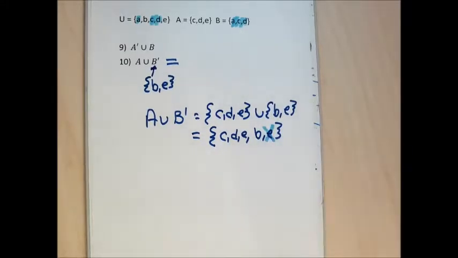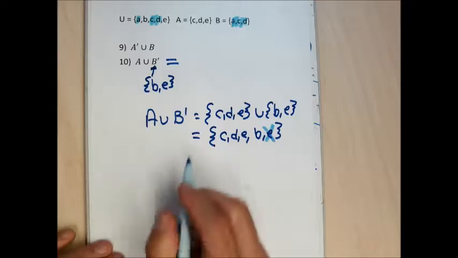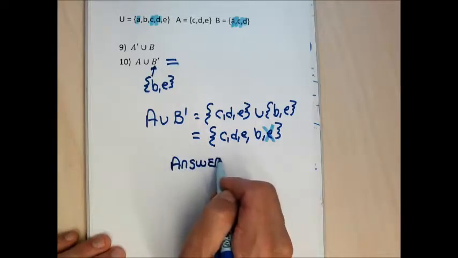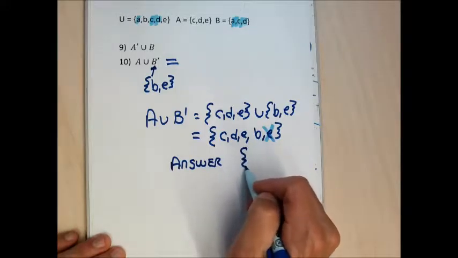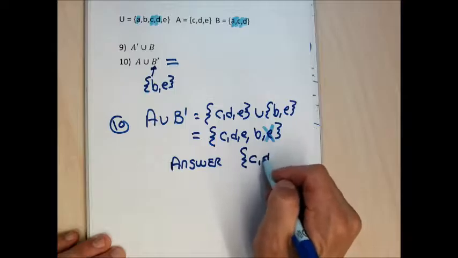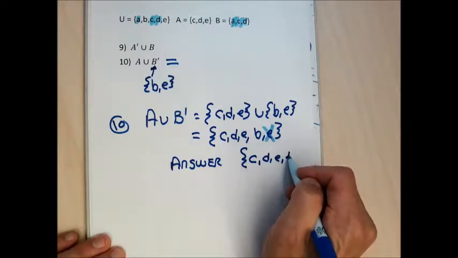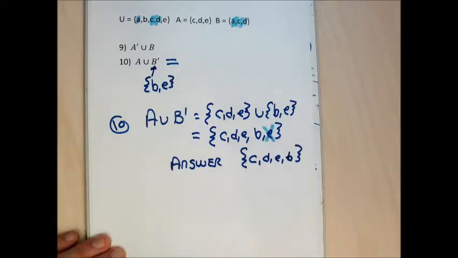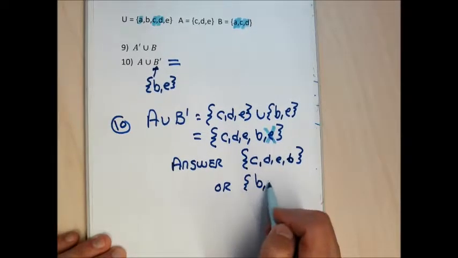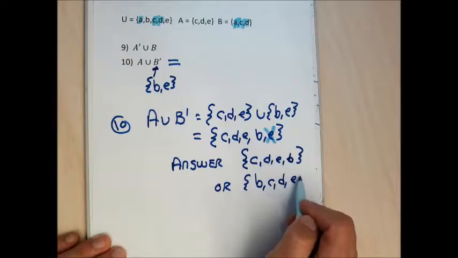And it doesn't matter the order that I write the letters in, but I like writing them alphabetically. It would be completely fine for this problem number 10 if I said the answer was C, D, E, and B. If that bugged me, I absolutely could write B, C, D, and E.